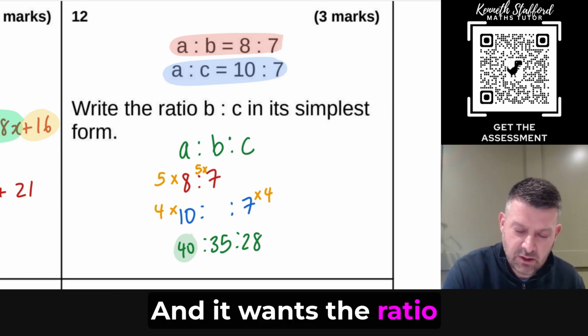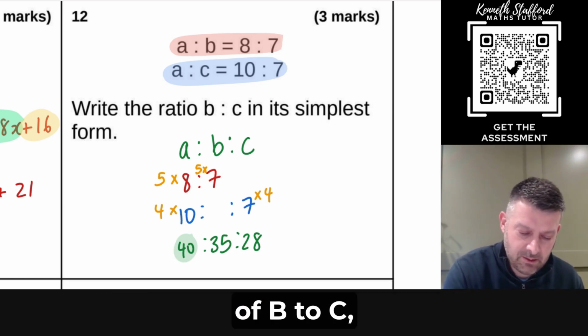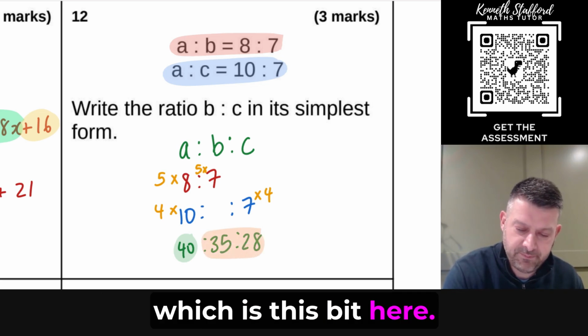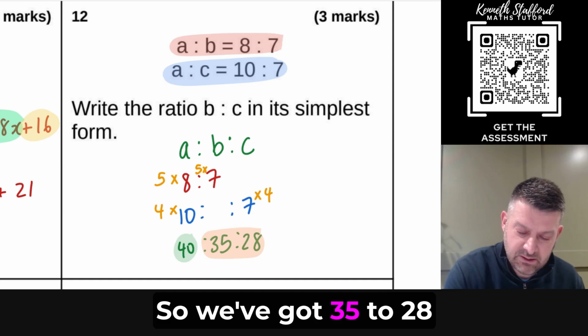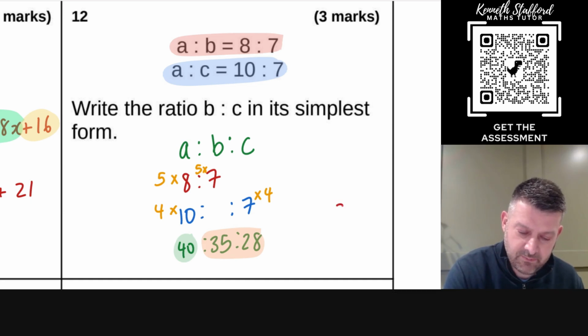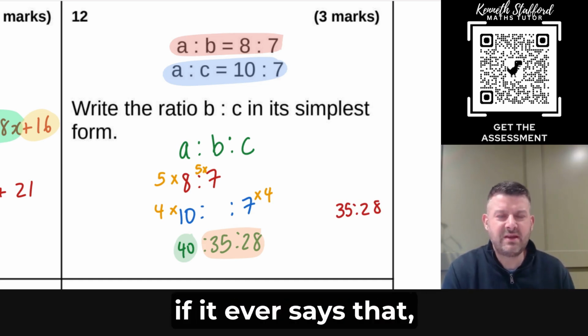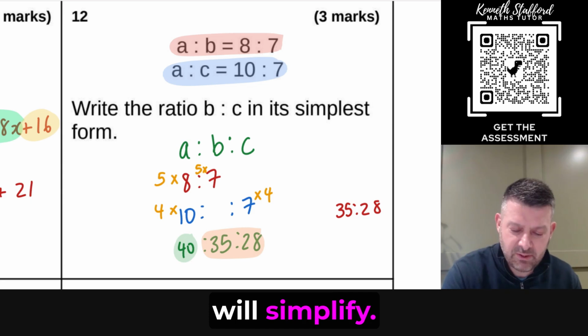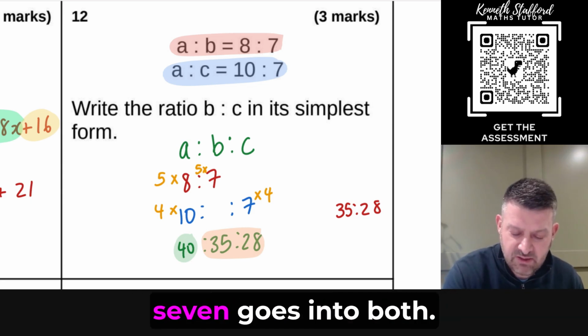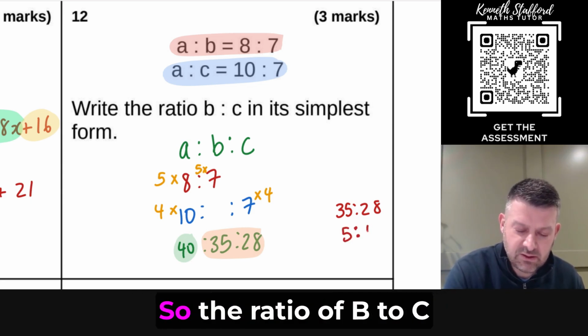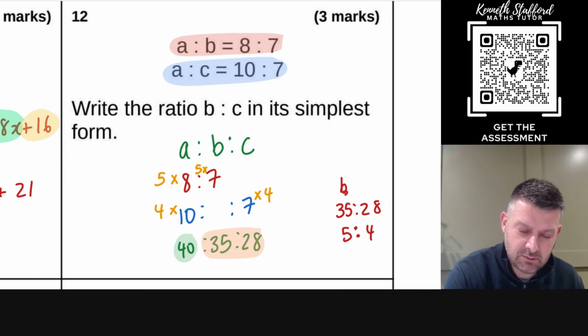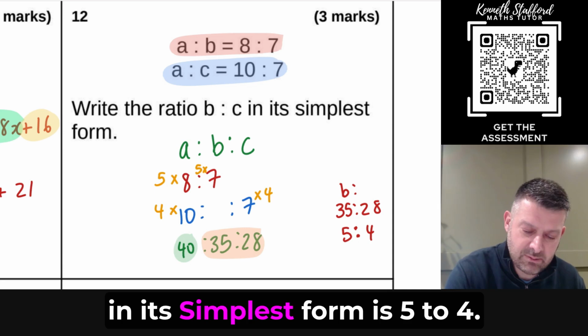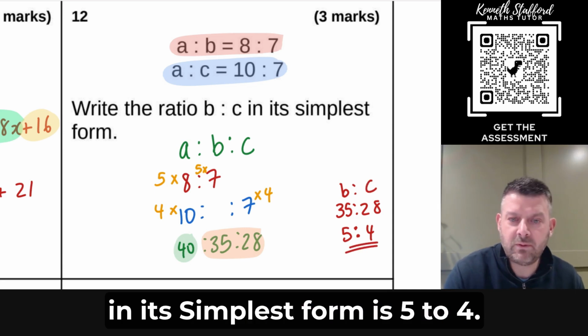And it wants the ratio of B to C, which is this bit here. So we've got 35 to 28. And it says give it in its simplest form. If it ever says that, it's a clue that it probably will simplify. Hopefully we'll spot that 7 goes into both. So the ratio of B to C in its simplest form is 5 to 4.